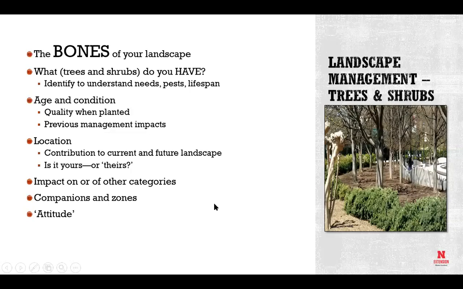Okay, so if we go by the categories, one of the things in the landscape system is to really consider what has the greatest long-term impact on the success of that landscape. And that really should be where you put your priority from a management standpoint. What are the bones? So what are the trees and shrubs? How the heck are you going to know how to manage it if you do not know what it is, right? Age and condition, what was the quality when it was planted?